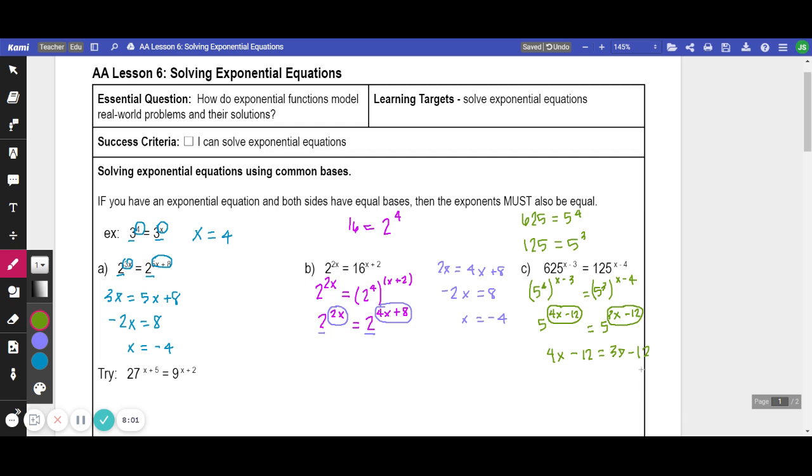Let's subtract the 3x. If I subtract the 3x, I get x minus 12 equals negative 12. And then add 12 to both sides, I get x is equal to 0.